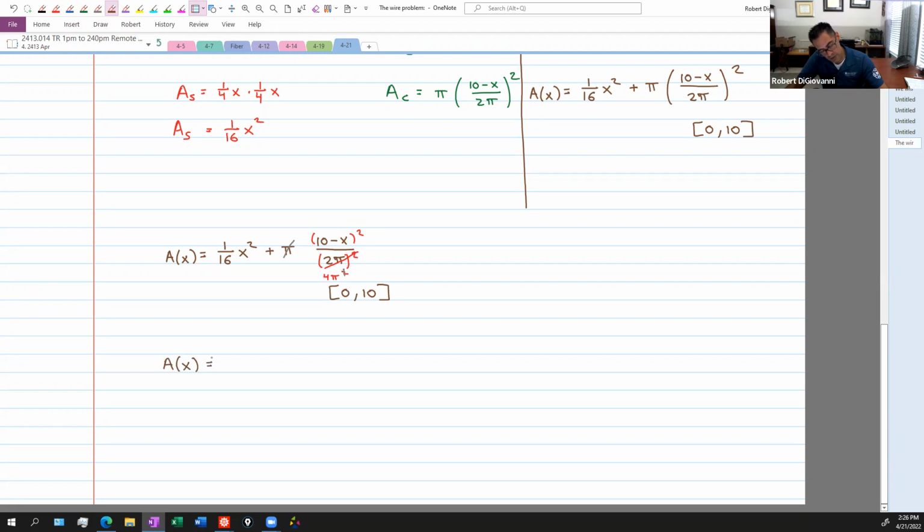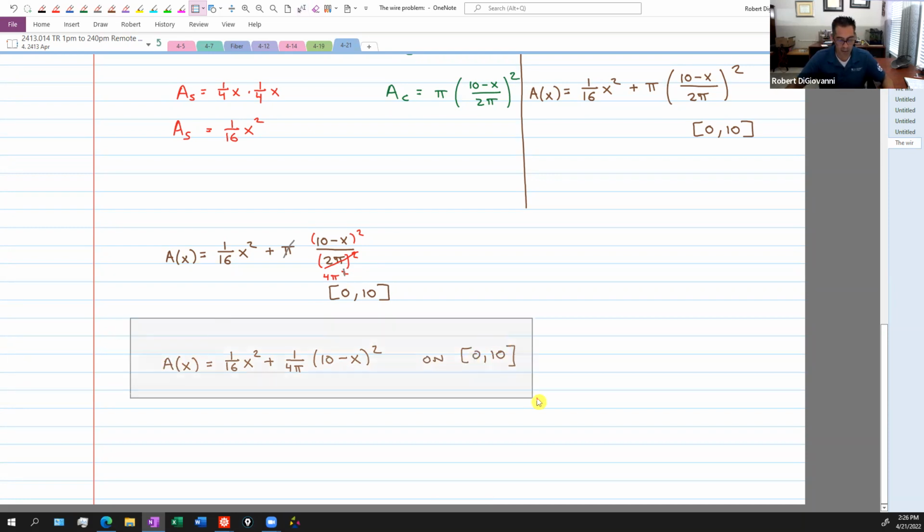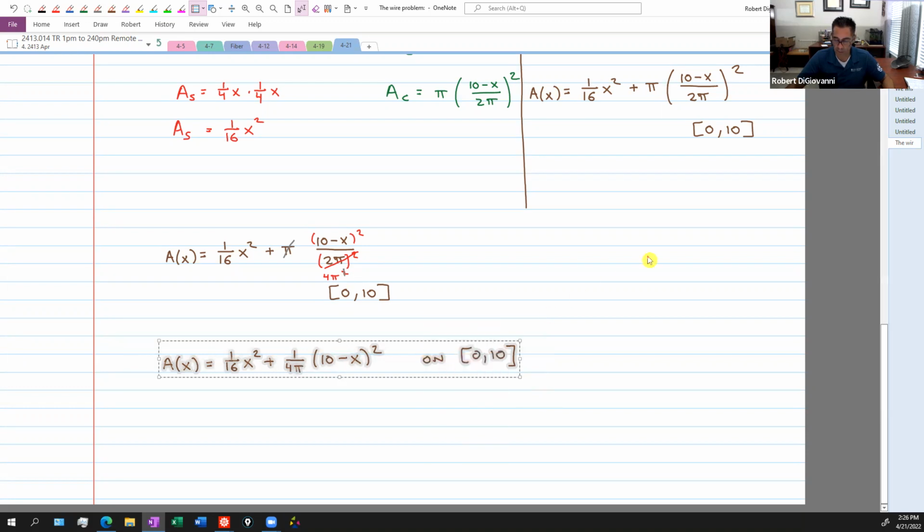A of x equals 1/16 x squared plus, the pi canceled, but I still have a 4 pi on the bottom, so I'm going to write 1 over 4 pi, and then I still had 10 minus x squared. And this is going to be on the interval 0 to 10. I think I'm okay taking the derivative of that. I'm going to do this on the next page. Any questions about this algebra?